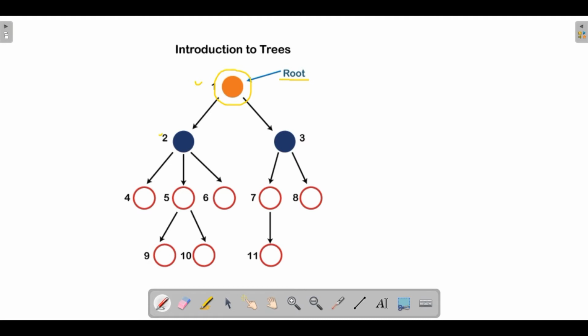That is, the basic building block of a tree is a root node, and thereafter come its child nodes, that is 2 and 3 are children of 1, whereas 4, 5, 6 are the children of 2. So 4, 5, 6 would be considered as siblings, because siblings are children of the same parent. And 9 and 10 as well as 11, these are your leaf nodes, because they are at the end of this tree, so they are referred to as leaf nodes.